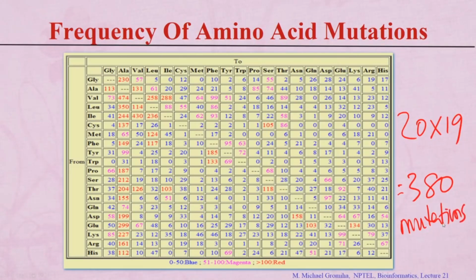Now here, for glycine mutated to alanine, glycine to valine, and so on. So among the 380 possible mutations, if you look into this table, some mutations are widely studied and some mutants are very rarely studied, and in some cases they are not studied. For example, what are the mutants which are widely studied?